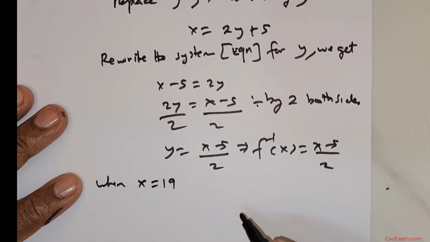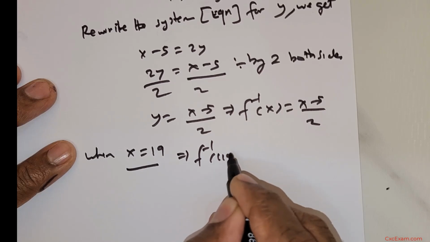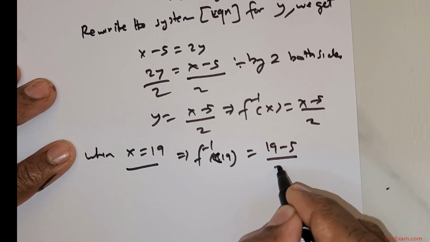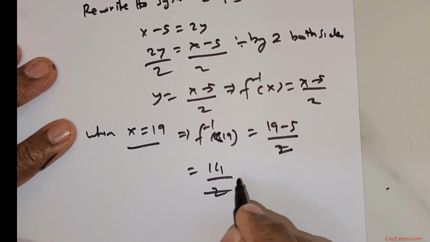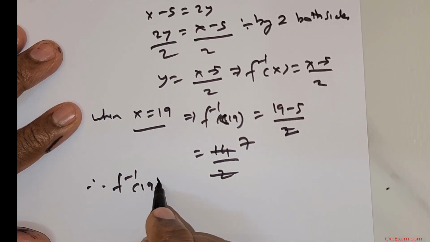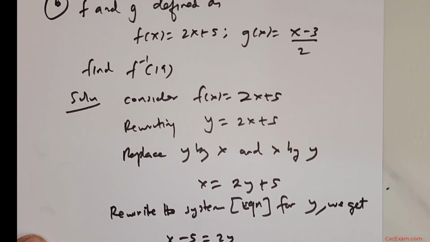Now we need to find f inverse when x is equal to 19. So this means f inverse of 19 is equal to (19 minus 5) divided by 2. 19 minus 5 will give you 14 divided by 2. 2 divides here 7 times. So therefore f inverse of 19 is equal to 7. You can box it. So that's a solution.